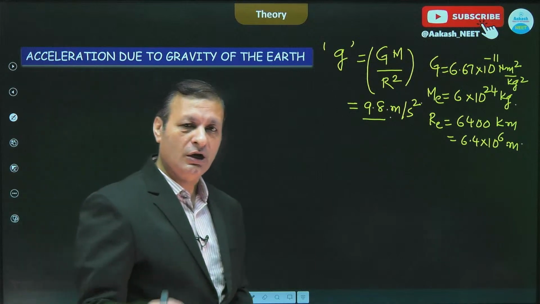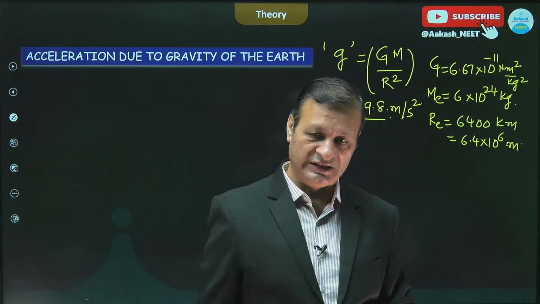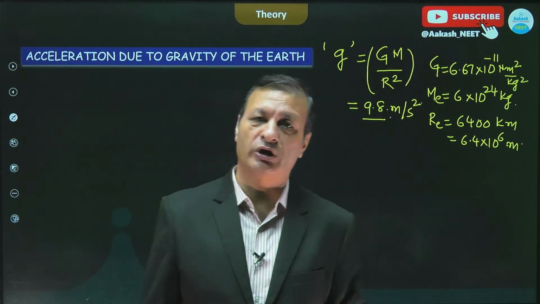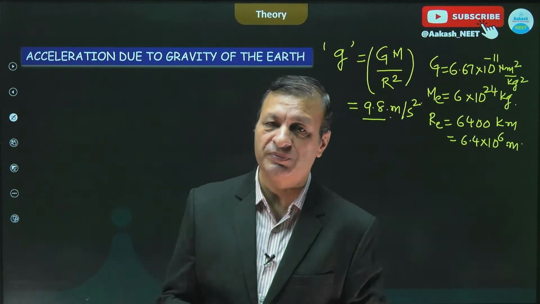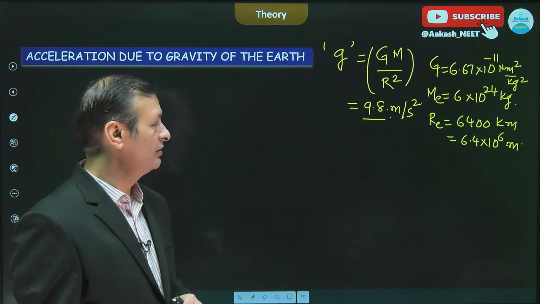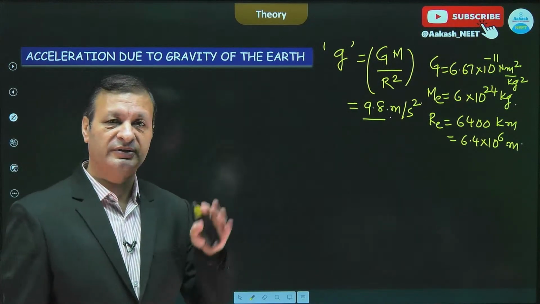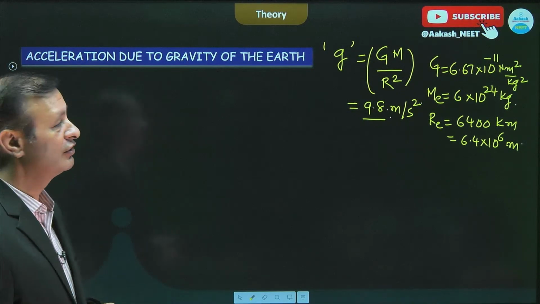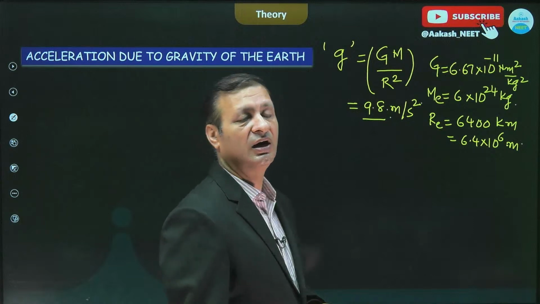So whenever you allow a body to fall under the effect of gravity on the surface of earth, whatever acceleration the body acquires is called acceleration due to gravity, and this is very precisely 9.8 meter per second square for earth. Got it? Any doubt from this part? So this is acceleration due to gravity, capital G, capital M by r square.